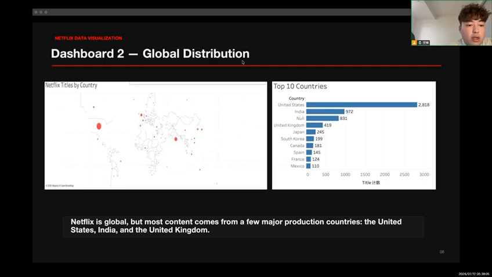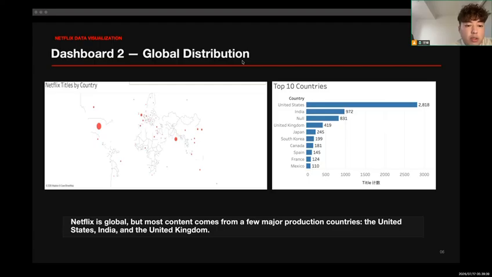Now that we understand the Netflix growth, let's see where the content comes from. The second dashboard focuses on Netflix's geographic distribution. The first visualization is the world map. Each circle represents a country, and the larger circles indicate more Netflix titles. The United States has the largest bubble on the map, which immediately shows its importance.